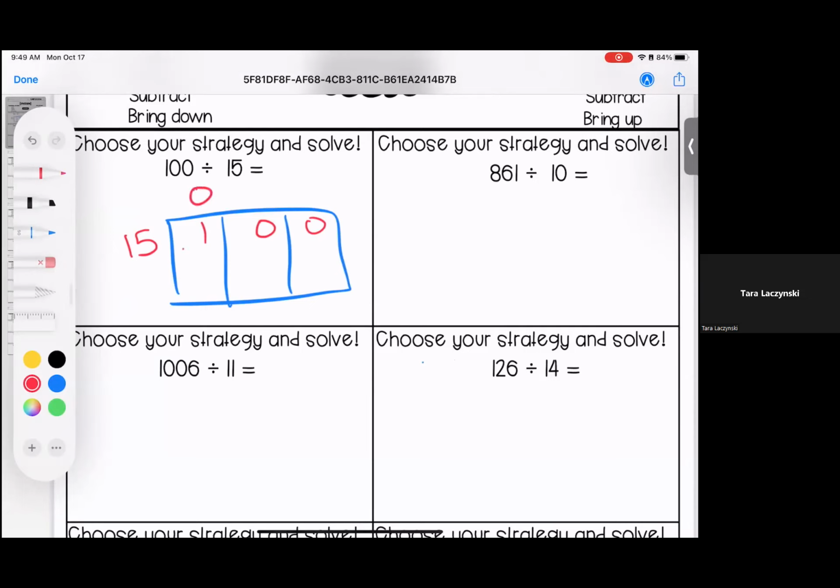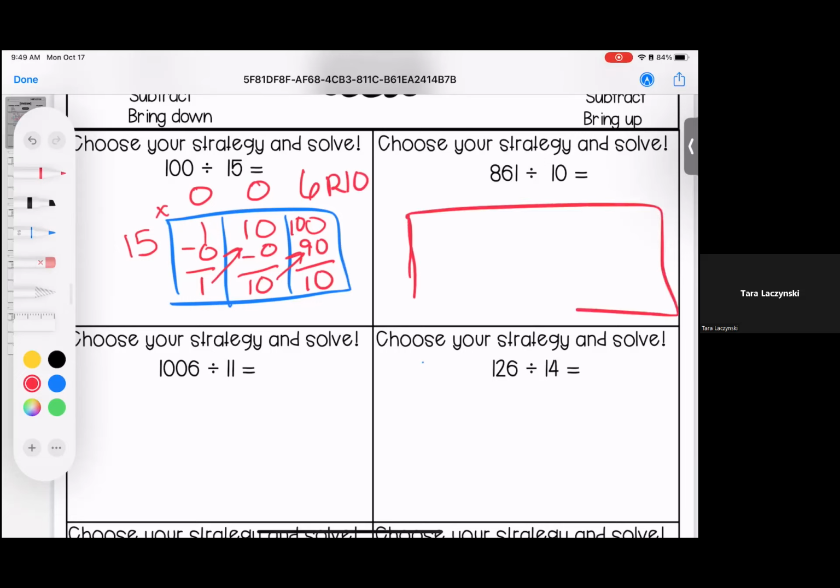15 does not go into 1. 15 does not go into 10. But it does go into 100. It's going to go in 6 times. 6 times 15 gives me 90. I can subtract for 10. My answer for this one is 6 with a remainder of 10.